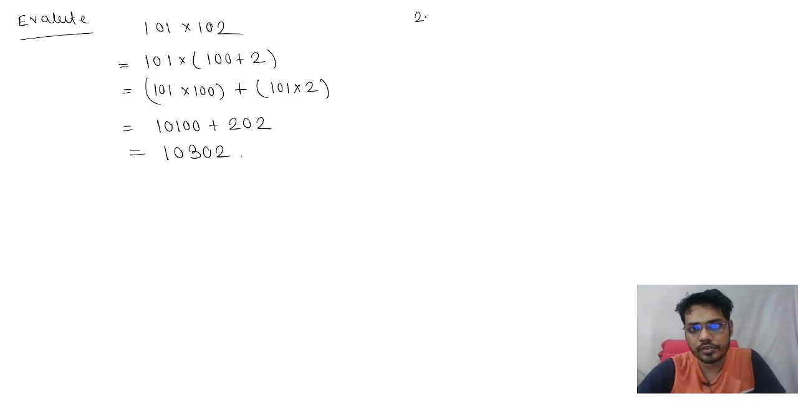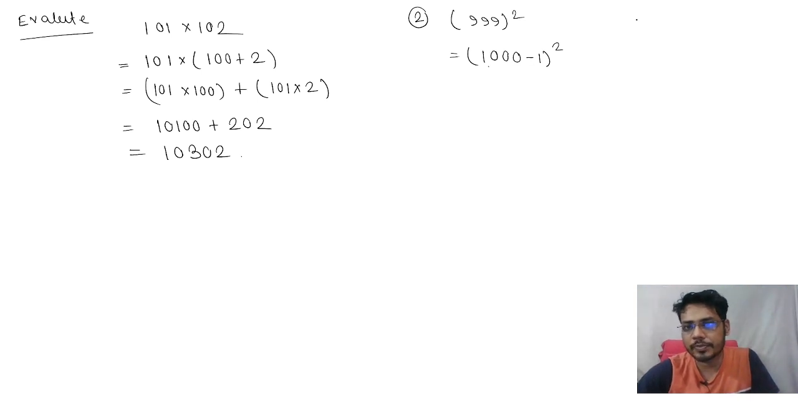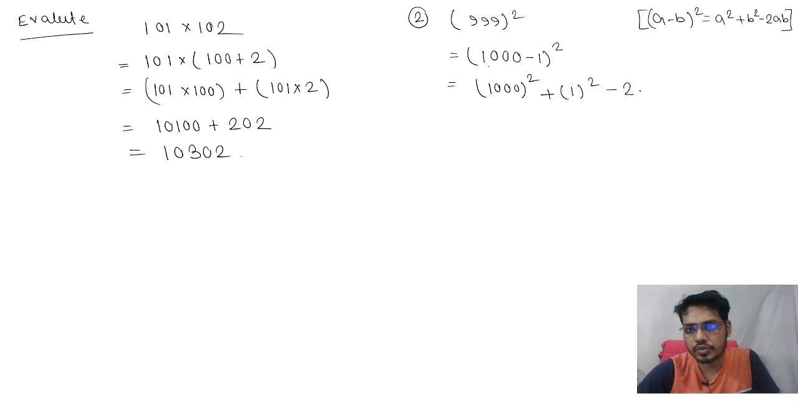Now, if second question is given, suppose it is given 999 its whole square. How we can write 999 as 1000 minus 1 whole square. As we know that it is a, it is b, a minus b whole square. There is a formula, a minus b whole square is a square plus b square minus 2ab. Just you have to put the value. So that means 1000 whole square plus 1 its whole square minus 2 multiply 1000 multiply 1.